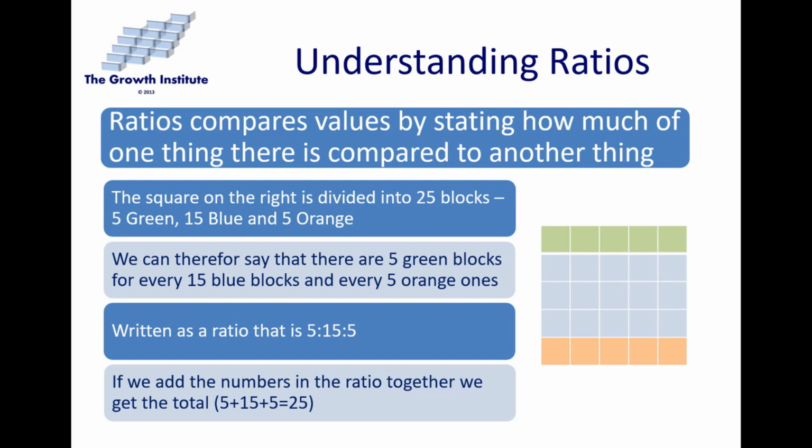So let's have a look at what I say here. The square on the right is divided into 25 blocks, 5 green, 15 blue, and 5 orange. We can therefore say that there are 5 green blocks for, remember we're working with ratios, every 15 blue blocks and every 5 orange blocks. And if we write it as a ratio, we use a double point system. So we say 5 to, that's what it means, 5 to 15 to 5. That is the ratio of green to blue to orange blocks.